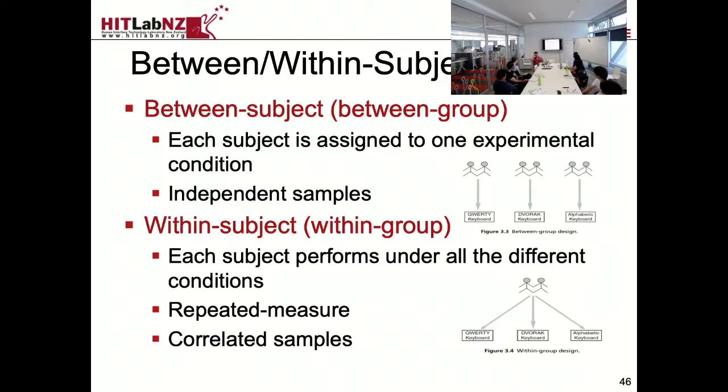So maybe it seems like this is very simple. If A group has a much faster result, then the A device is much better compared to the traditional one, right? So in this case, we call this one a between subject test. So A group always uses A device, and the B group always uses B device. What is the problem? What are the difficulties?